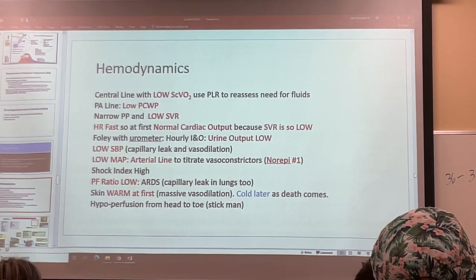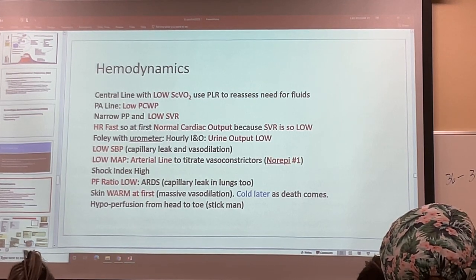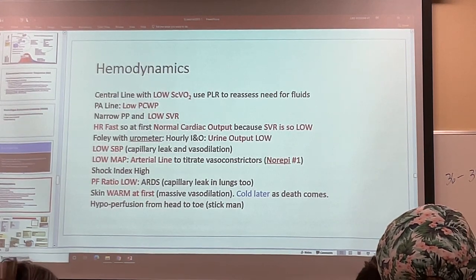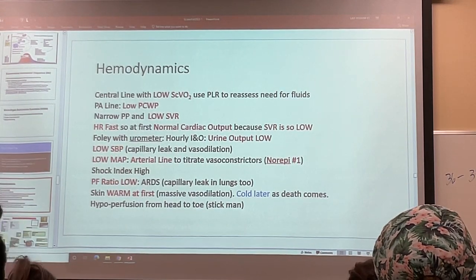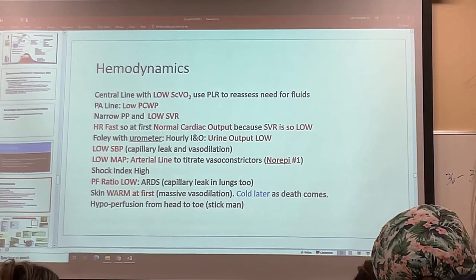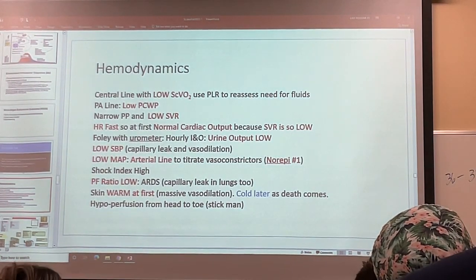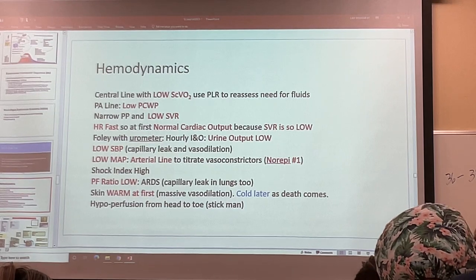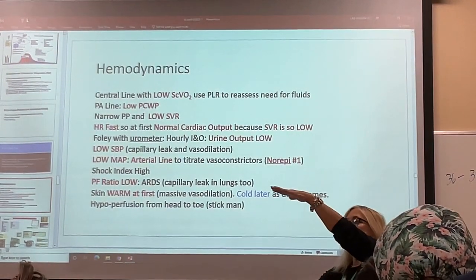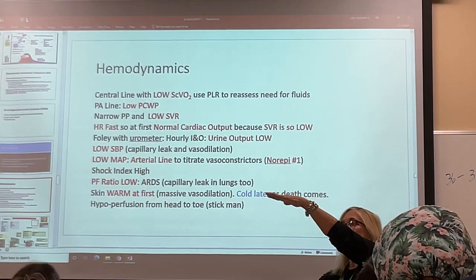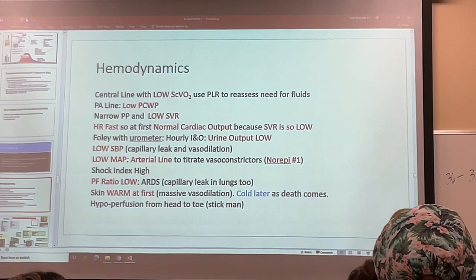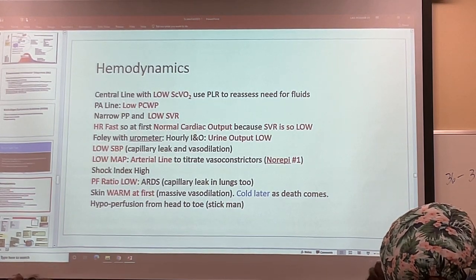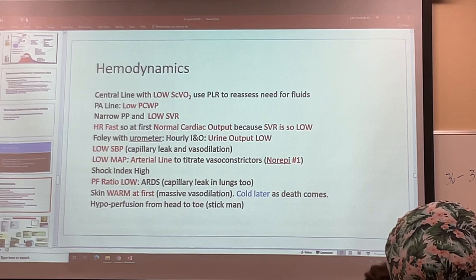Systemic vascular resistance, I think about the aorta. So is my aorta dilated or is it constricted? Dilated. So in septic shock, are my vessels dilated or are they constricted? Well, they're dilated, right? So what will my SVR be? Systemic vascular resistance. Is there a lot of resistance in the dilated aorta? So my systemic vascular resistance is going to be way low, right? Anybody in shock, their SVR is way low.